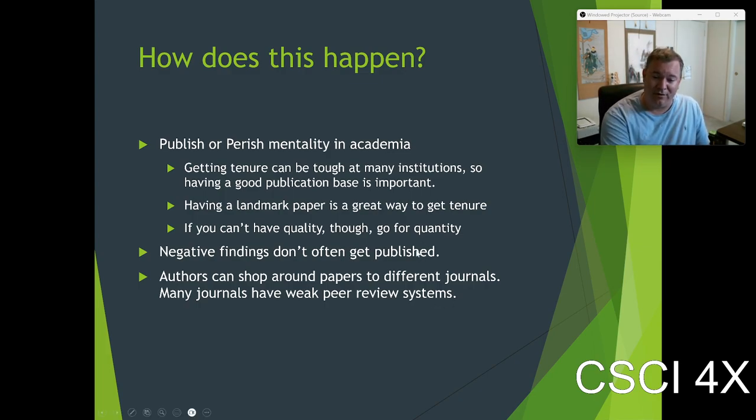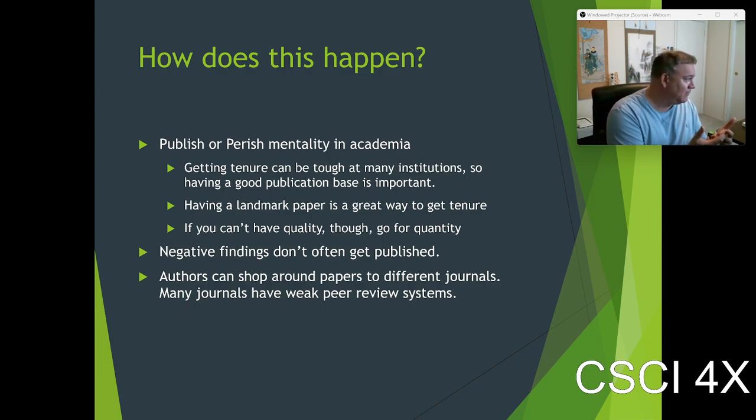Another problem is that negative findings don't get published, right? So if I were to do an experiment where I wanted to see if caffeine causes people to code faster and it didn't, a lot of times people will just not publish it because, well, I didn't find anything. But there's value in that, right? Everybody thinks that coffee will make you code faster. So if you get a negative result, you should publish it because that would be interesting to somebody. But a lot of times they don't even bother writing the paper up because they failed, and a lot of times the papers won't accept it because they got a negative result. And this is part of the problem.